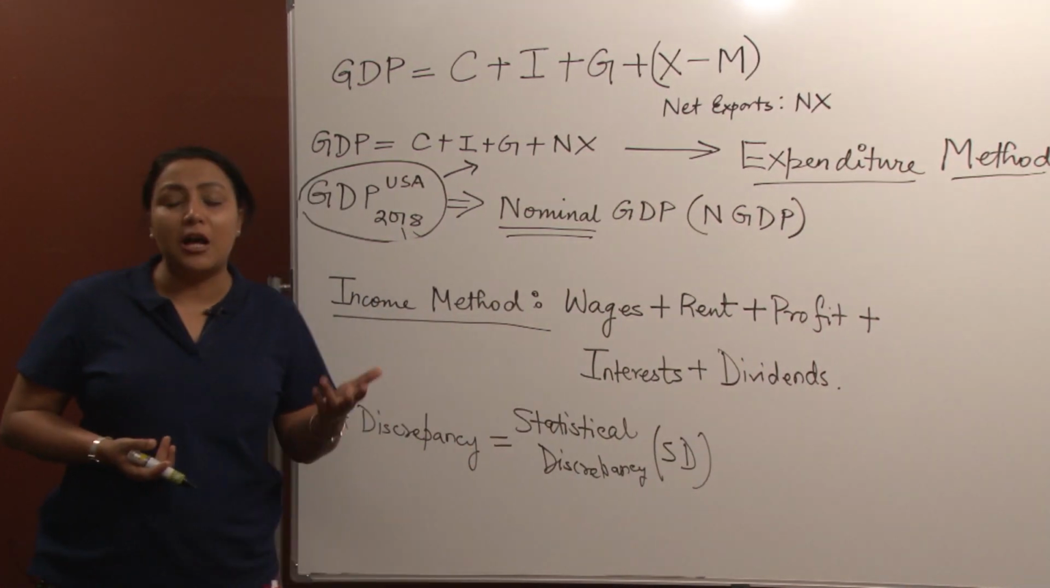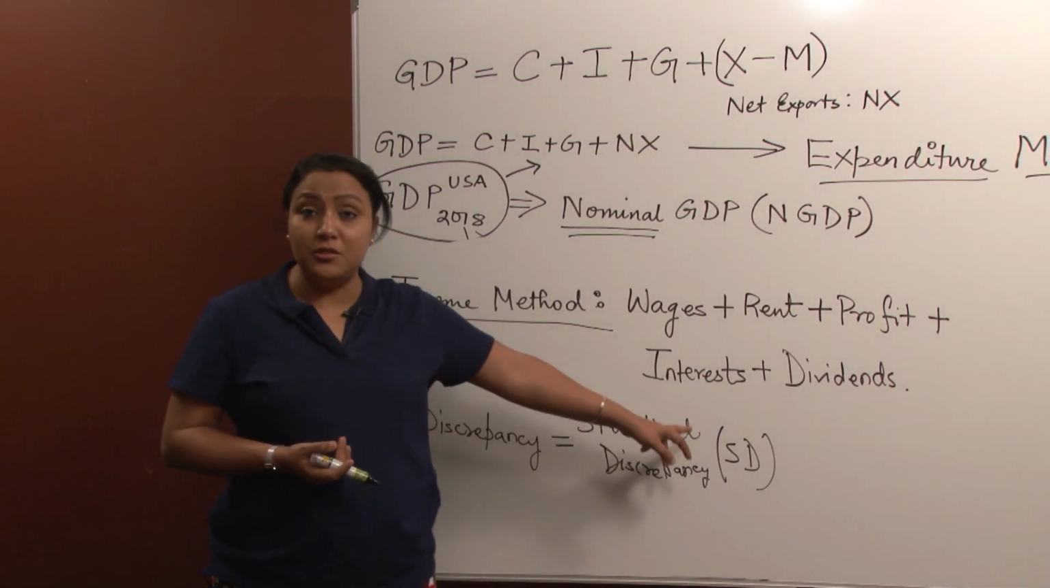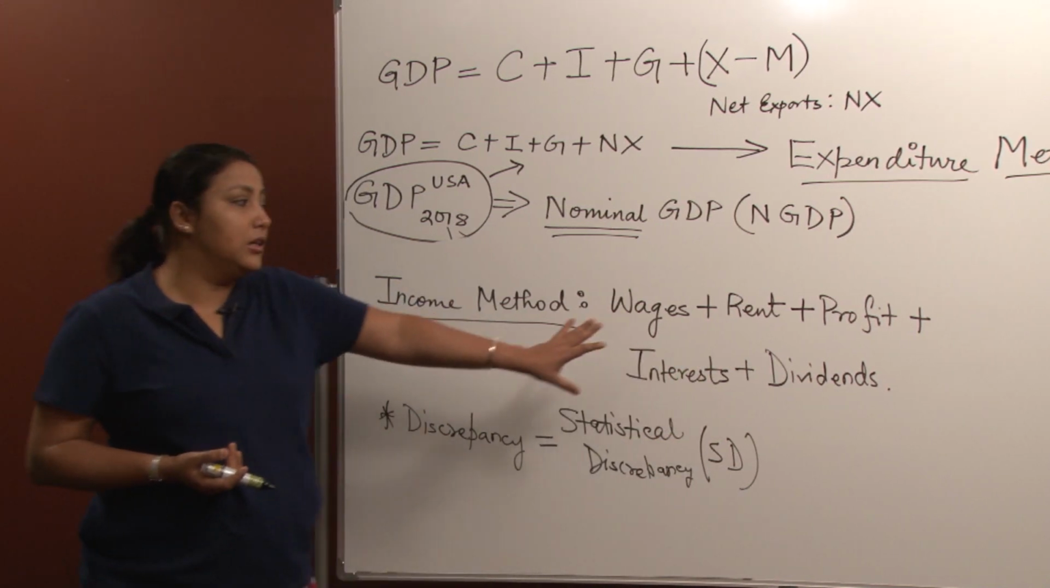Whereas for a developed country like United States or maybe for Germany, the statistical discrepancy is relatively much smaller, which makes us trust those numbers a little more.